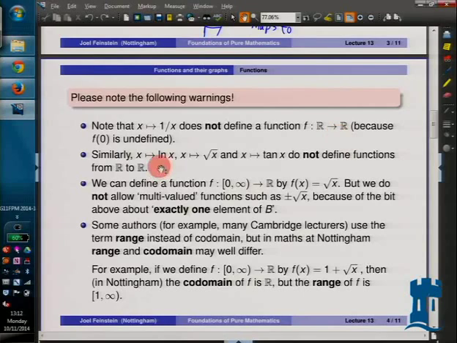And same problems go, x goes to ln x, x goes to square root x, x goes to tan x. They don't define functions from R to R, though they work on various domains, each one. So you could use that rule on some other domain, but the domain can't be R, because if you want, your function has to be defined at all points of the domain. That's the first thing you have to be able to do.